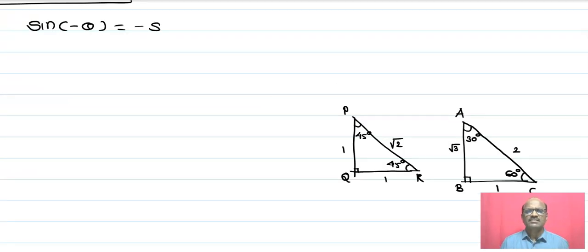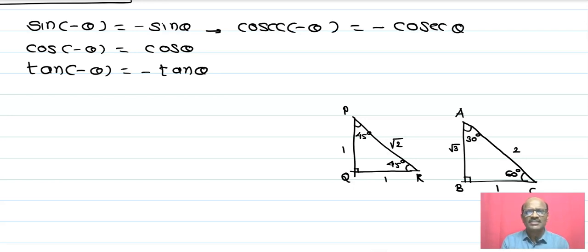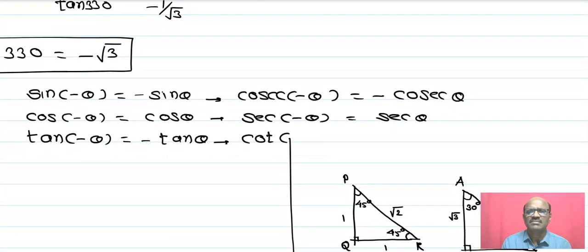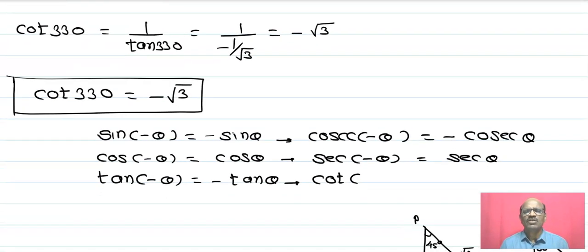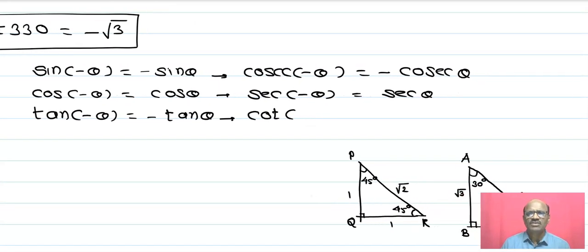Now the next angle is minus theta. You remember, in this manner sine reflects the negative sign and cos absorbs the negative sign. Therefore sine of minus theta is minus sine theta and cos of minus theta is cos theta. It absorbs the negative sign. In the same manner, cosec of minus theta is minus cosec theta. Sec of minus theta is sec theta, and tan of minus theta is minus tan theta. In the same manner, cot of minus theta is minus cot theta.